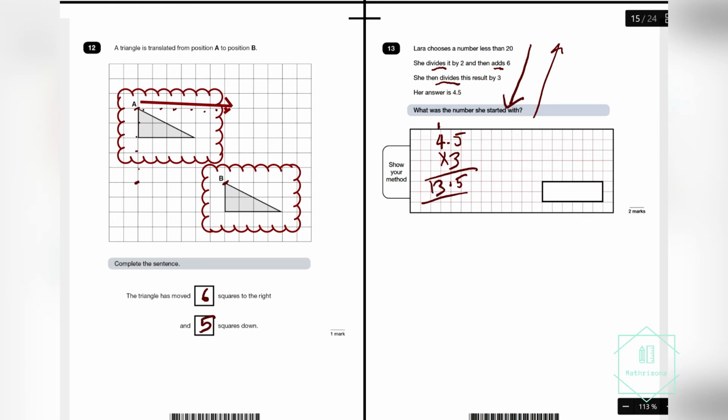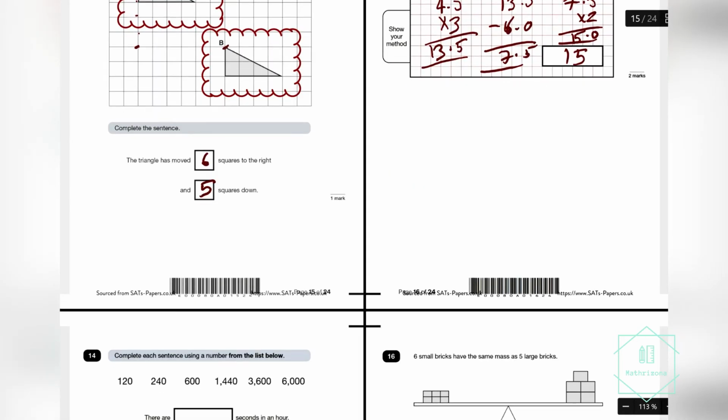So that's our number. Then it's saying add 6, which means in the reverse we will do subtraction. 13.5 minus 6 is 7.5. Then she divides it by 2, which means in the reverse it will be multiply by 2. 2 5s are 10, 2 7s are 14 plus 1, 15, which is less than 20. So our answer is 15. Moving on to the next question.